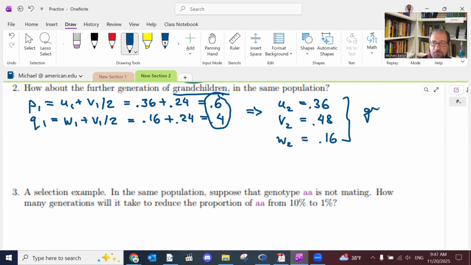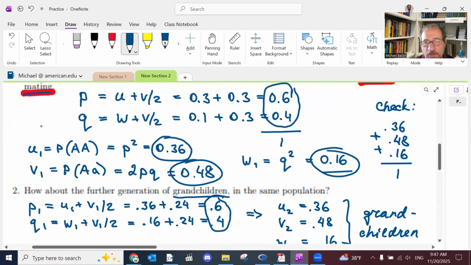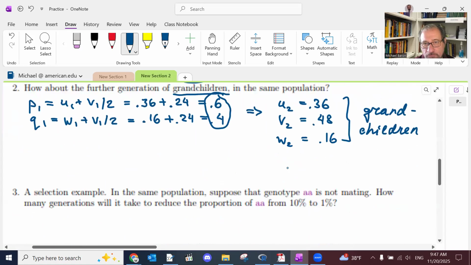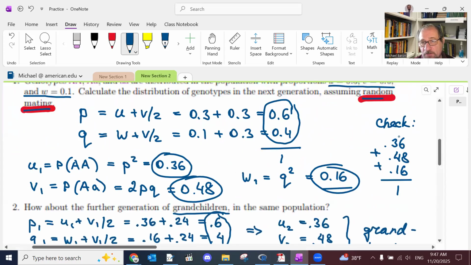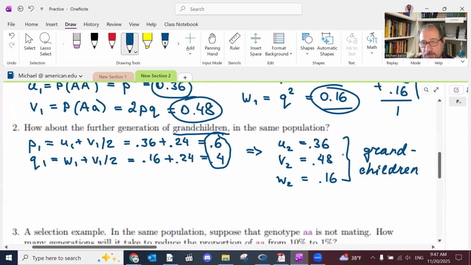In the population of grandchildren, so 2 generations down the road, that's because we obtained the same P and Q as 1 generation ago. We converged to the stationary distribution. So this distribution of genotypes, it was here, and it is here again, does not change. That's the Hardy-Weinberg law.